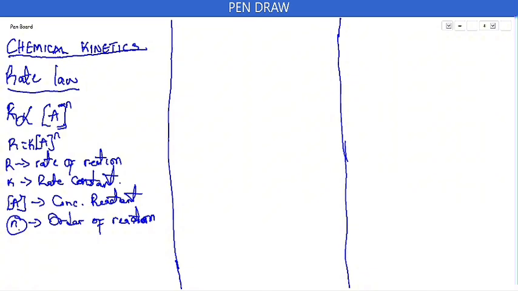So our n can be in fractional form. It can be 1/2, it can be 1/3, depending on the value that we got. And it can be 1, it can be 0, it can be 2, and so on, but it can never be negative. Do we get that point?